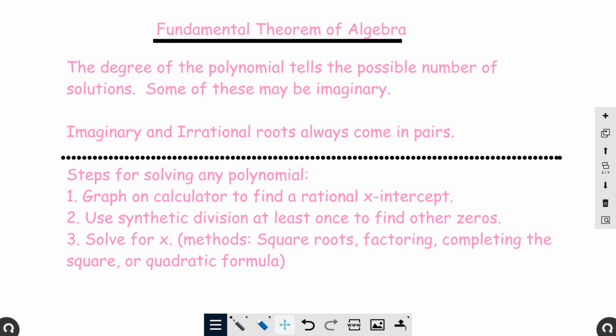And once you use that synthetic division, you're going to solve for x by using one of these methods. Square roots, factoring, complete the square, or quadratic formula. Okay? Sometimes we don't have an option of what we need to use. Like we can only use factoring when we can factor it. We can only use square roots when it's just an x squared in the problem. Completing the square, most of the time we want to use it if it's a 1x squared. Quadratic formula, you can only use on quadratics.